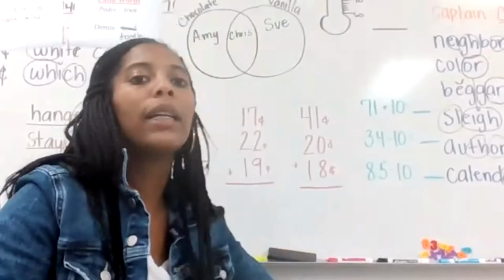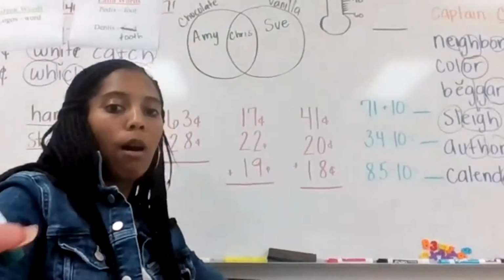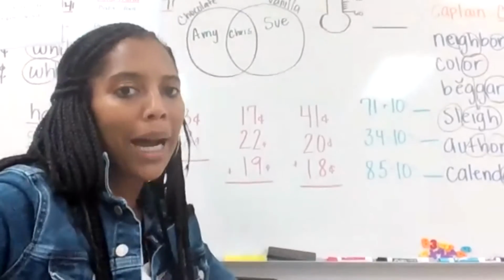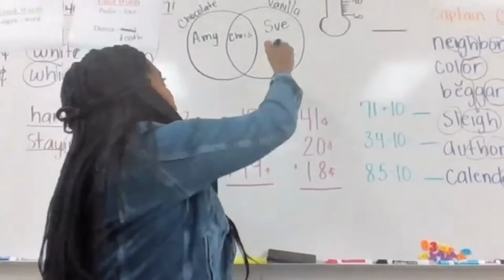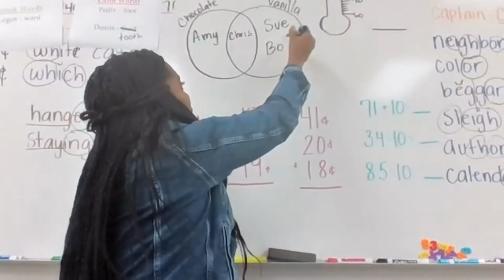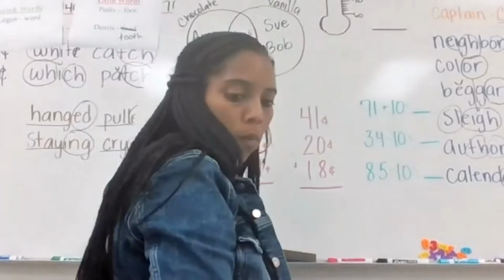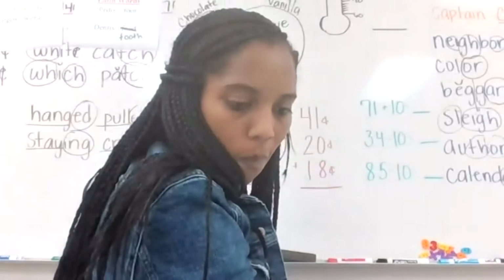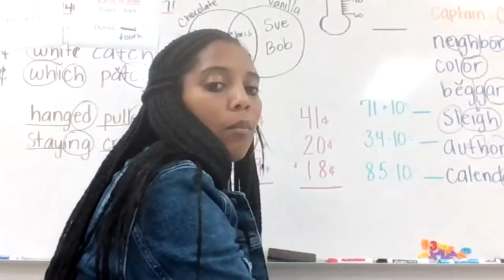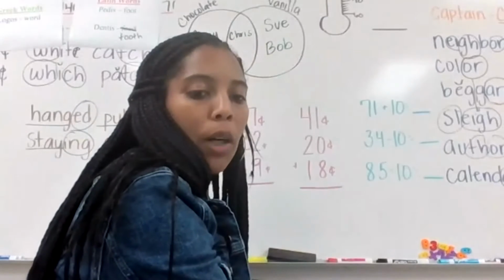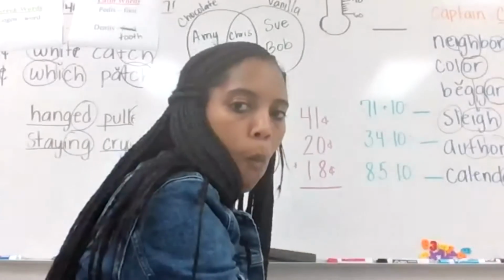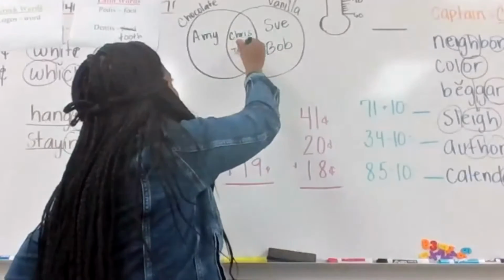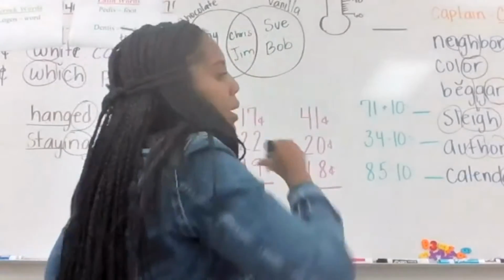Bob likes only vanilla. Where will we put Bob's name? On the vanilla side because he only likes vanilla. Next one, Jim likes both flavors. Where would his name go? In the middle. Middle is always both.